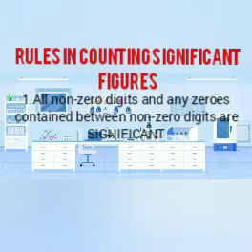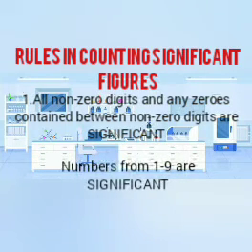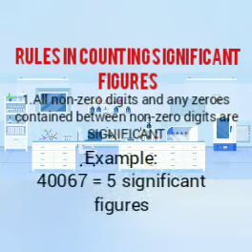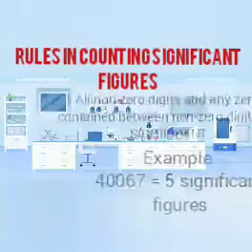The first rule: all non-zero digits and any zeros contained between non-zero digits are significant, meaning all numbers from 1 to 9 are significant. The example, 40067. It has 5 significant figures because the 2 zeros between the non-zero digits are considered significant.